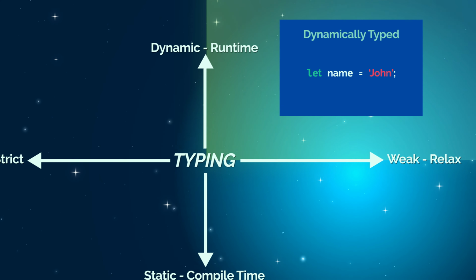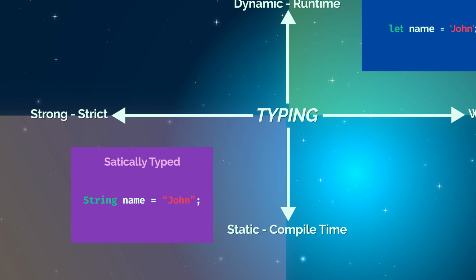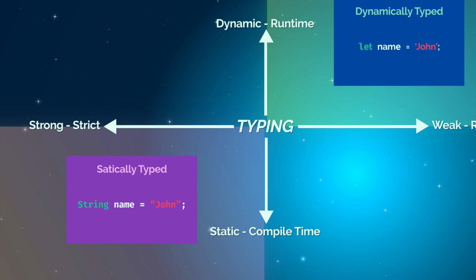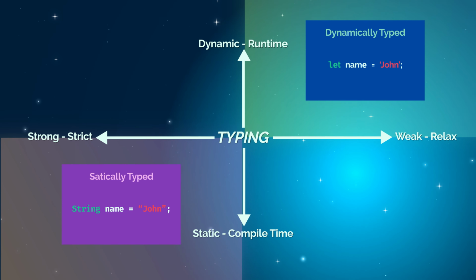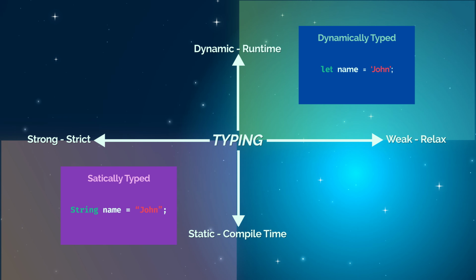Now, let's see the contrast with a statically typed language like Java. In Java, you must specify the data type of a variable explicitly. For example, you would declare that the variable is of type string. In summary, dynamic and static typing relates to when data types are determined, runtime or compile time, while weak and strong typing relates to how strict or relaxed the language is about variables changing data types.